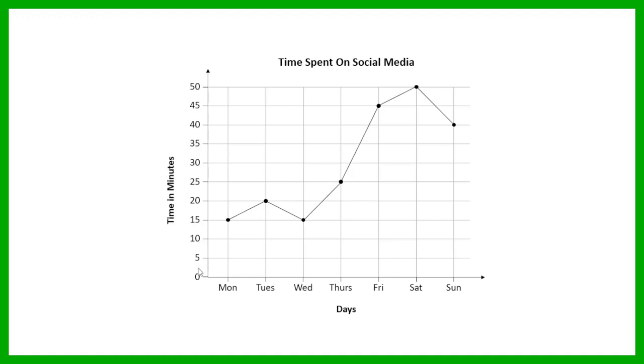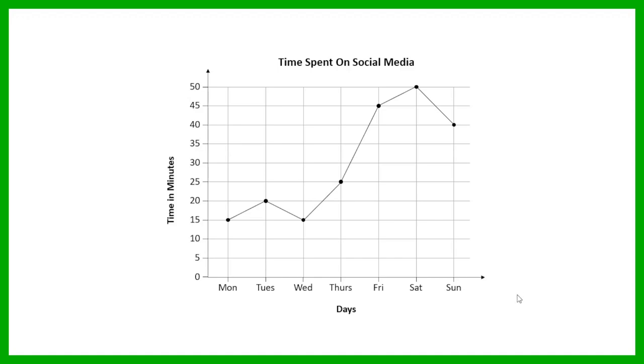Please take note that a broken line graph is not the same as a straight line graph. A straight line graph is drawn using an equation. A broken line graph is drawn using points based on data that you've collected. They're different. Okay, so now let's have a look at the rules we need to follow.